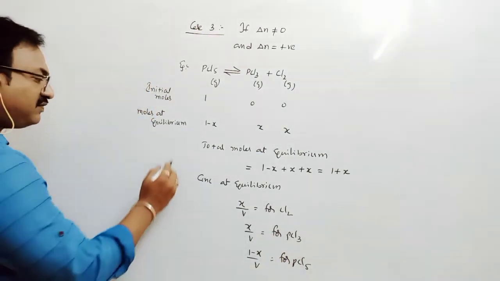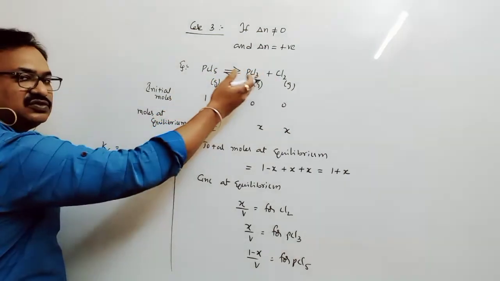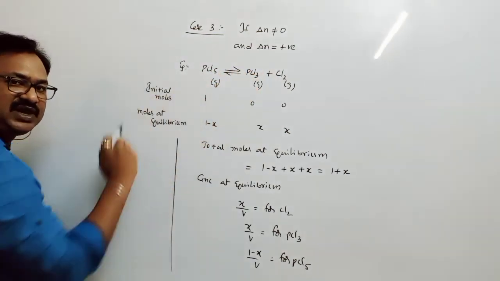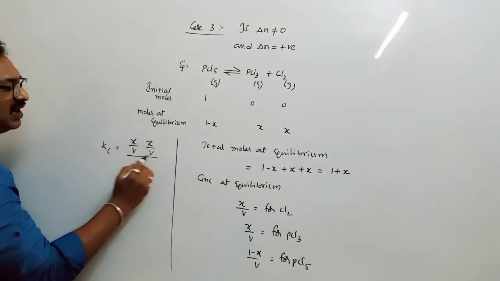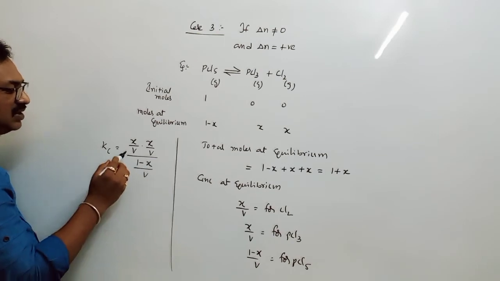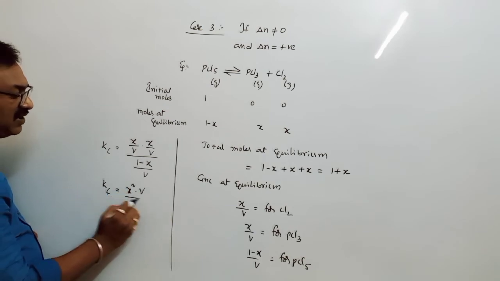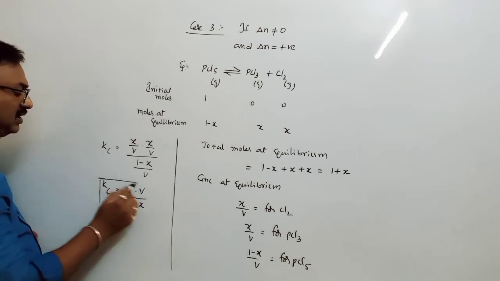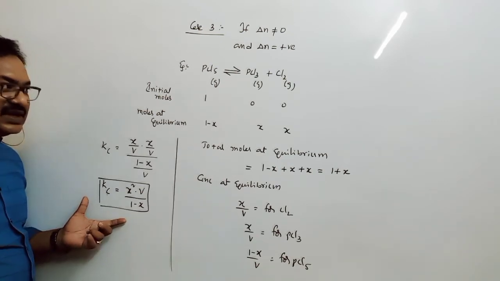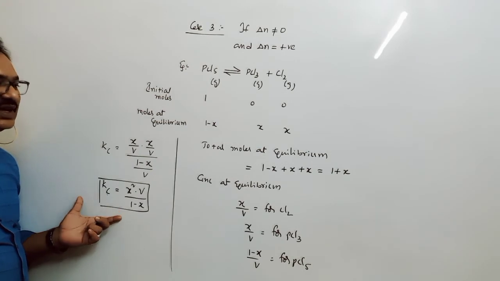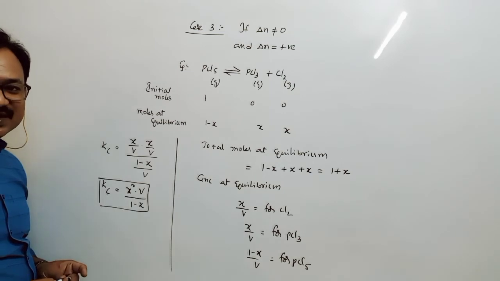Okay. So therefore Kc can be written as what? The product of molar concentration of products by reactant. So x by V into x by V by 1 minus x by V. So it can be written as Kc is equal to x square into V by 1 minus x. Understand? So this is about Kc if del n is not equal to 0. If del n is positive, you should go through like this.